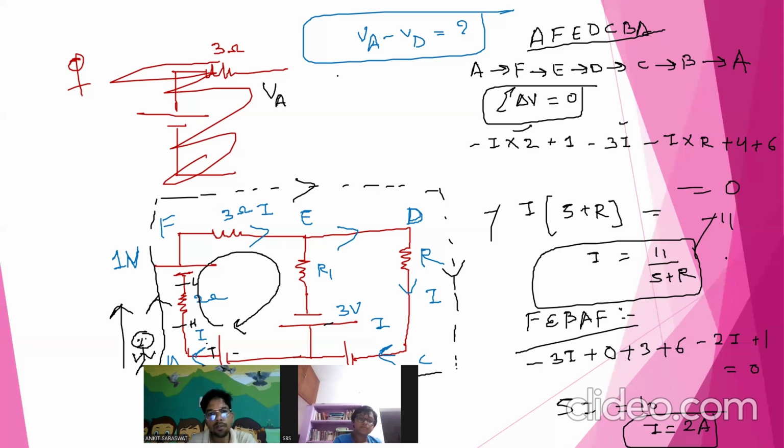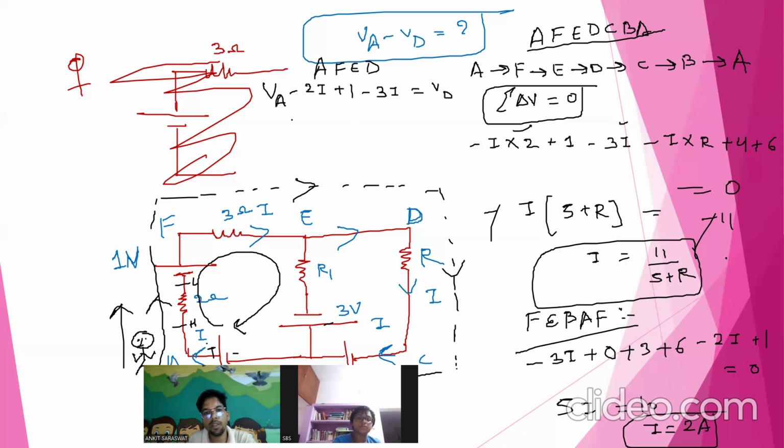Now what is your path? A, F, E, D. A initial, D final. Let us suppose the potential at A is VA. Then how much drop here across 2 ohm? Minus 2I, plus 1 for FE. Across FE it will be minus 3I. Then finally you will be at D. Understood?